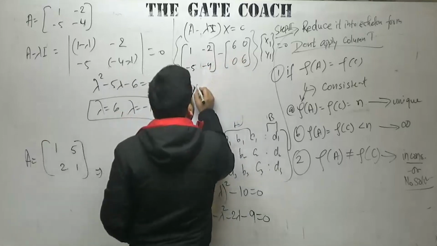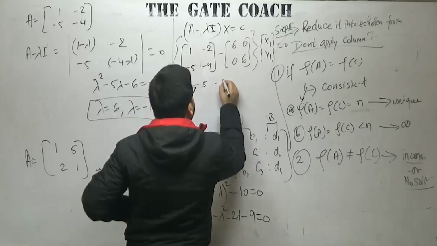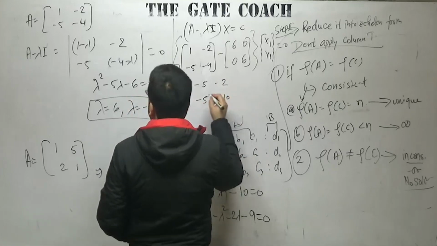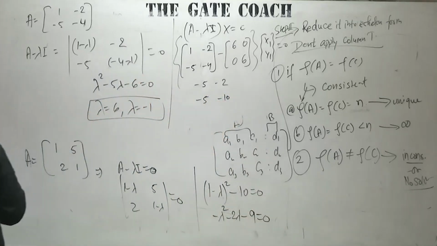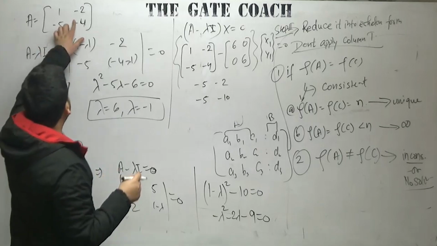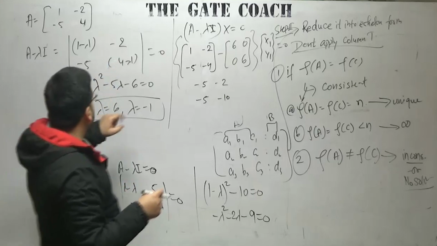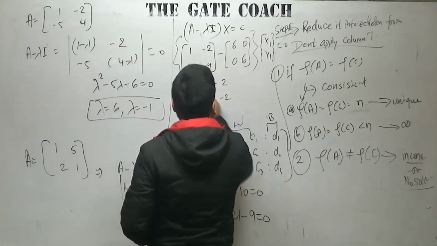It will be minus 5, minus 2, minus 5 and minus 10. Is it minus 4? Let me check it. Sorry, it is 4, not minus 4. So 4, it will be minus 2.